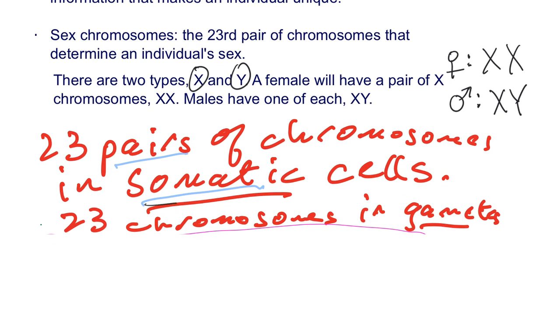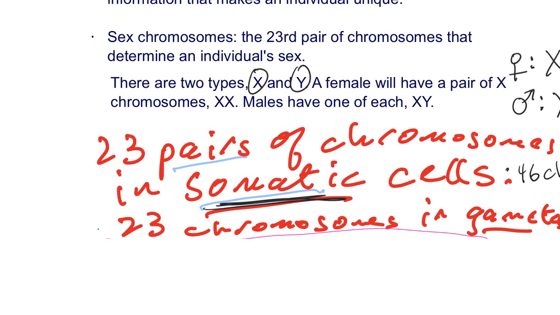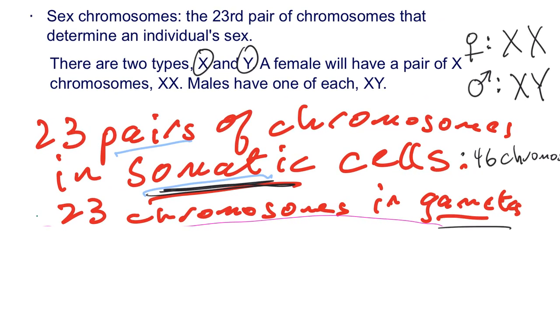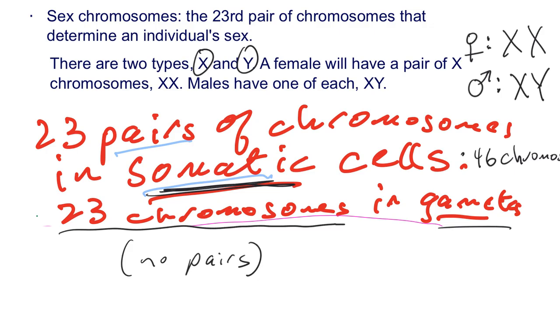So in our somatic cells, there's 23 pairs of chromosomes. But because it's diploid 2N, this would mean there's 46 chromosomes. But in gametes, there's no pairs because they're haploid. So gametes have only 23 chromosomes. There's no homologous chromosomes. So there's no chromosome pairs when you're a gamete.